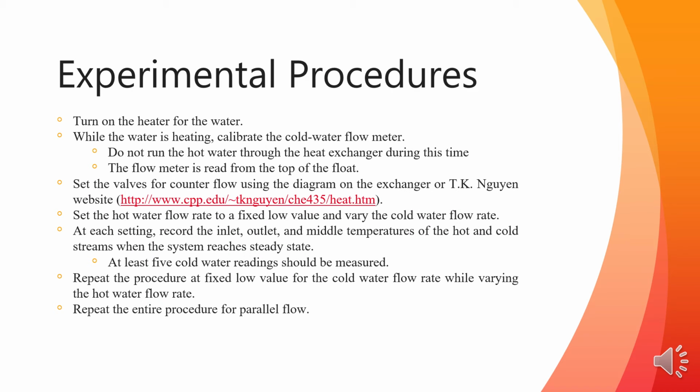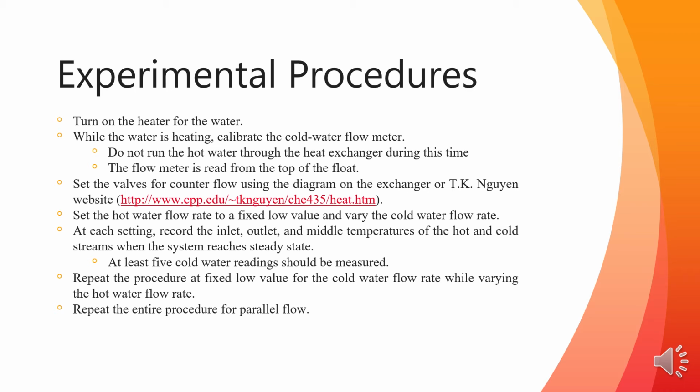For the experimental procedures, you first turn on the heater for the water. Then while the water is heating, you calibrate the cold water flow meter by reading from the top of the float. Remember not to run the hot water through the heat exchanger during this time. Set the valves for counterflow using the diagram on the exchanger or TK website. Set the hot water flow rate to a fixed low value and vary the cold water flow rate.